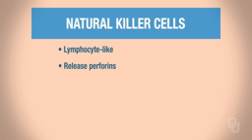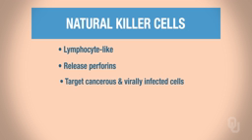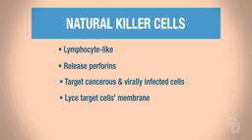So next, we have the natural killer cells. Natural killer cells are kind of like lymphocytes. They're important in the innate response, and they're going to release some chemicals called perforins that we'll discuss in a second. They're going to target cancer cells, and they target virally infected cells, and they're going to lyse the membranes of those cells. So let's look at how natural killer cells work.